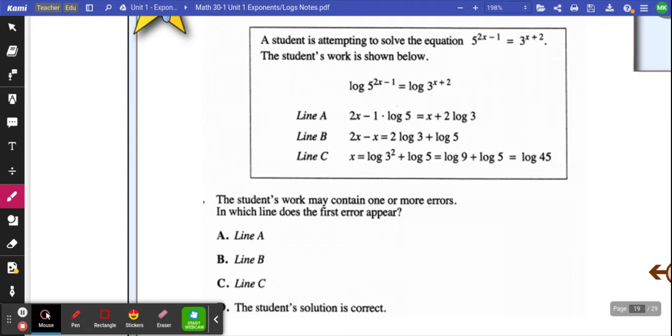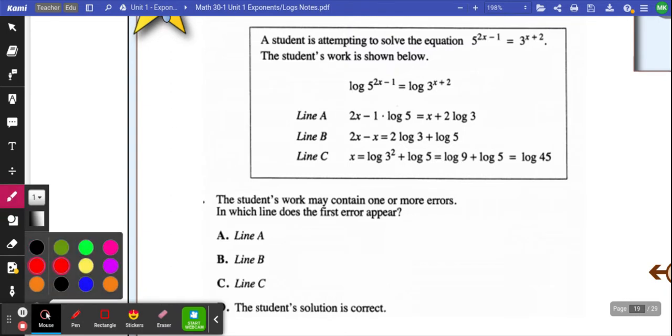After you log both sides, you want to drop the exponents, right? That's the purpose of logging both sides. When they dropped the exponents, it looked like that. There's an issue with how they dropped those exponents. What's the issue? They need brackets. Brackets are saying that you're multiplying that entire exponent by the log. If you don't put brackets, you are saying only the one is times the log, which is not true. Their error was in line A.